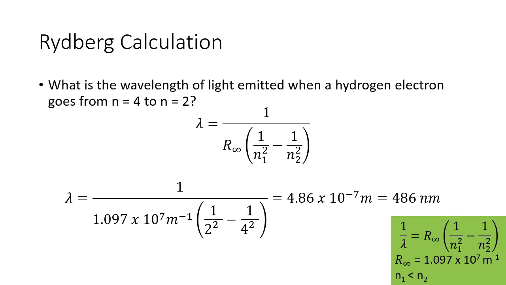So this will give you a positive value for your wavelength. If you flip them, if you go, oh, I'm going from 4 to 2, I should do 1 over 4 squared minus 1 over 2 squared, you are wrong, and you will get a negative number, and that does not work. The Rydberg equation only applies to emission. And emission, we're going to do final minus initial. The final state is 2, 1 over 2 squared minus 1 over 4 squared.